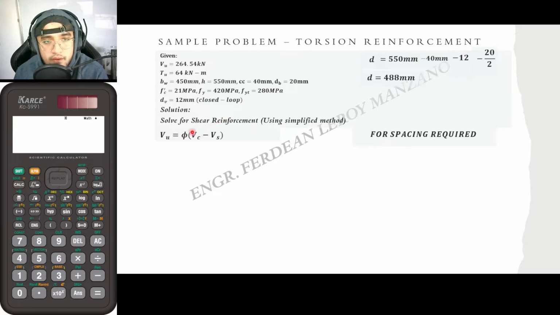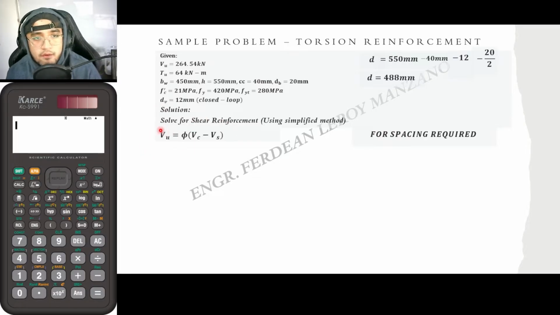Again, since we are solving for the shear reinforcement, in our design principle before, Vu is equal to phi Vn, but Vn is equal to Vc plus Vs. This is the formula that we will be making use of. We already know the value of Vu, and we are solving for the value of Vs in order to know the spacing. Isolating Vs to one side, Vs is equal to Vu over phi minus Vc. This equation came from the previous equation.